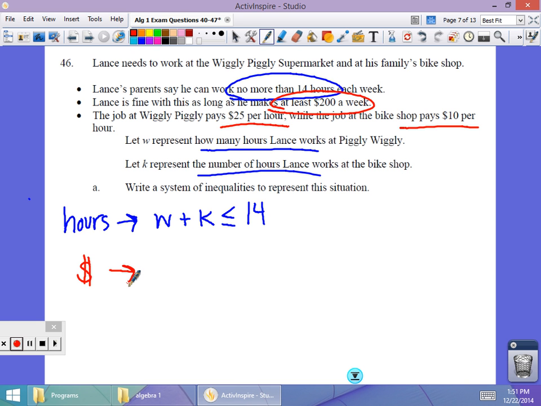Going on to our money constraint, he makes at the Piggly Wiggly $25 per hour, 25W, plus $10 per hour at the bike shop, 10K. But Lance wants to make at least $200, so it has to be greater than or equal to 200. That is your answer for 46A.